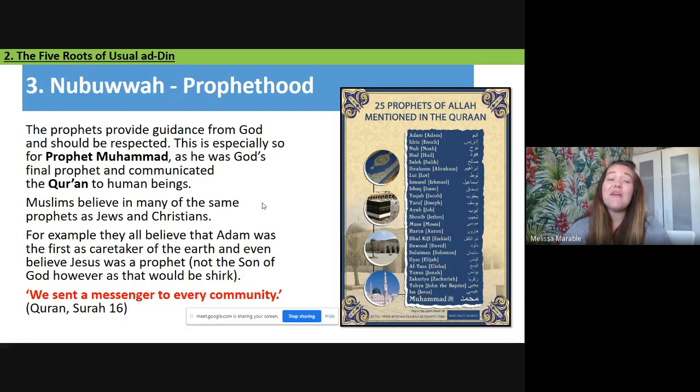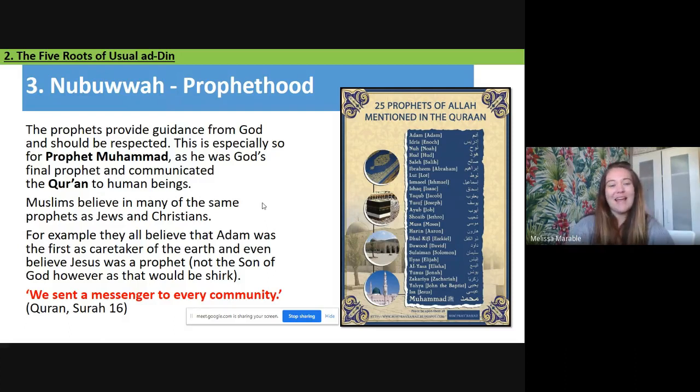Now, Muslims believe in many of the same prophets as Jews and Christians. For example, they believe that Adam was the first as caretaker of the earth, and even believe Jesus was a prophet, but not the Son of God, because that would be considered as shirk. Now, remember, shirk is a sin, and it's putting somebody as an equal to God. So Muslims really do disagree with Christians on that one.